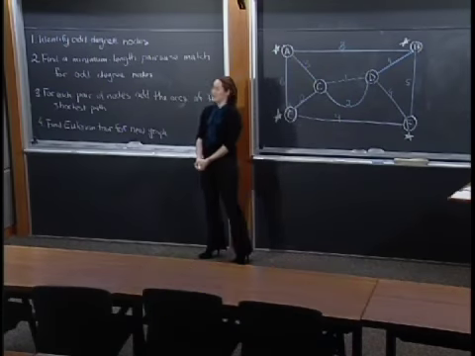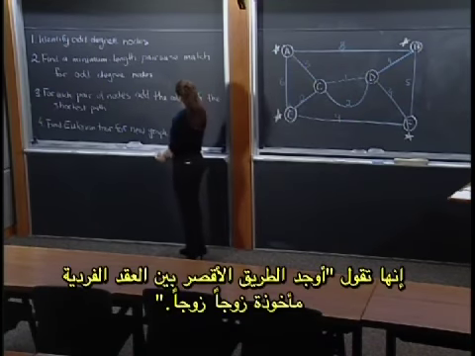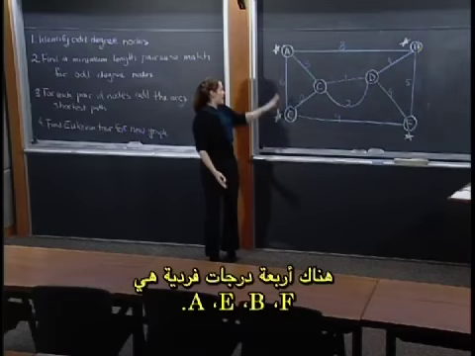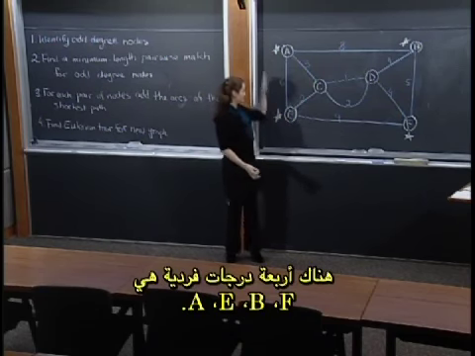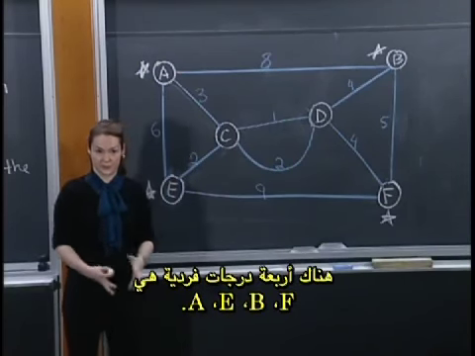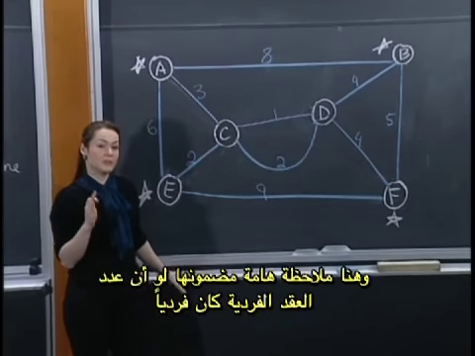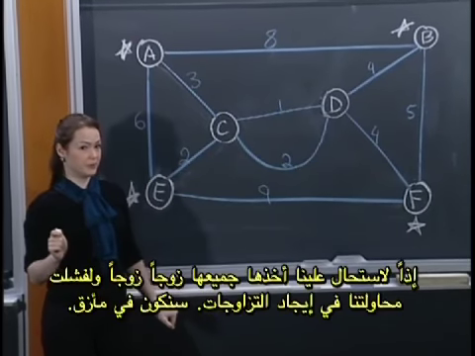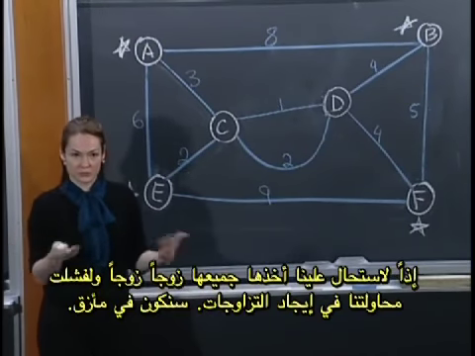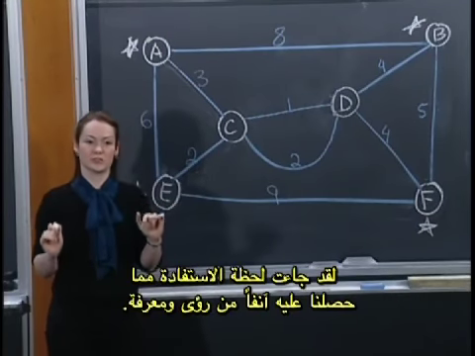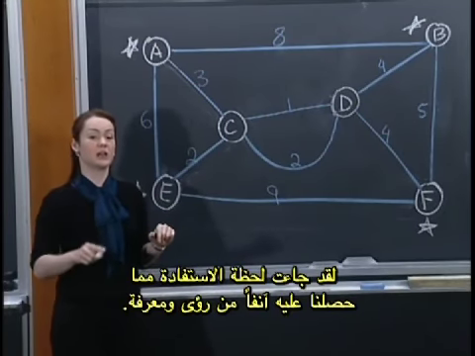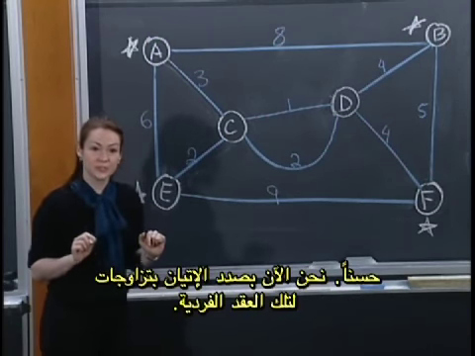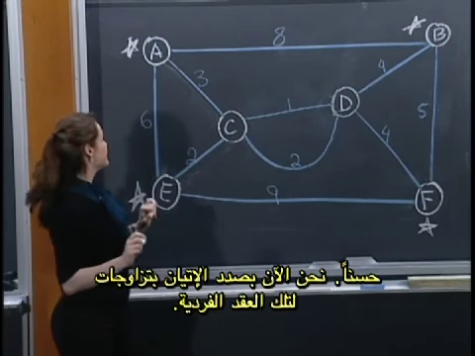Let's read step 2. Step 2 says, find a minimum length pairwise match for the odd degree nodes. So we have 4 odd degree nodes, A, E, B, and F. By the way, notice that if we had an odd number of these odd nodes, we'd be in trouble because then we couldn't do a matching of them. We couldn't pair them up. One would be stuck. So this is where we use the knowledge that we just concluded before. All right, so we're going to do a matching of our odd degree nodes.